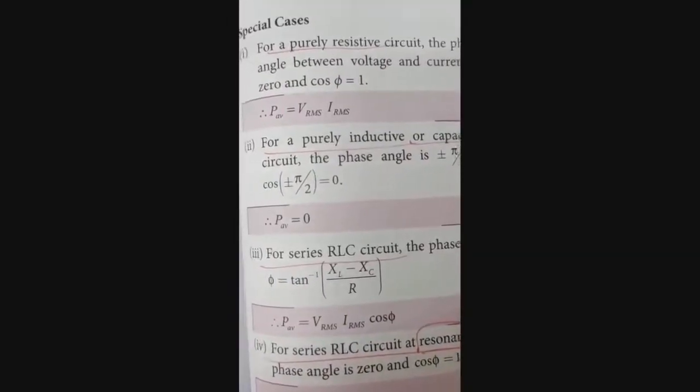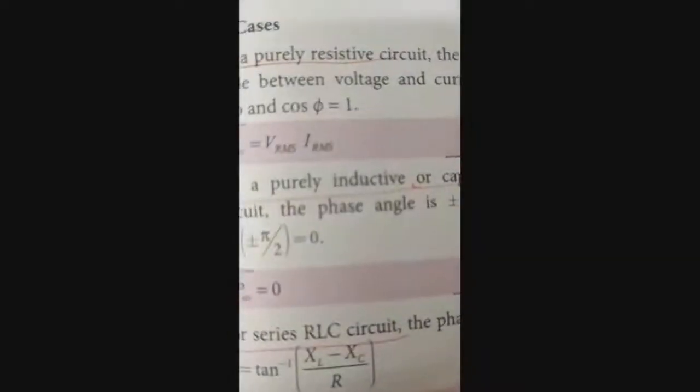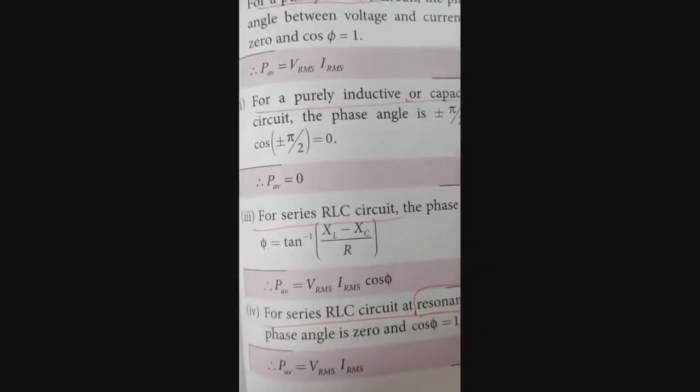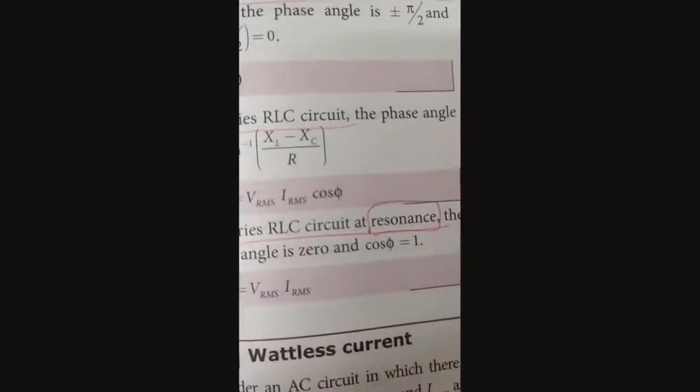So now we are going to see about the special cases. There are 4 cases in this: resistive circuit, purely inductive or capacitive circuit, then series RLC circuit, then RLC circuit at resonance condition. These are the 4 cases we are going to see.